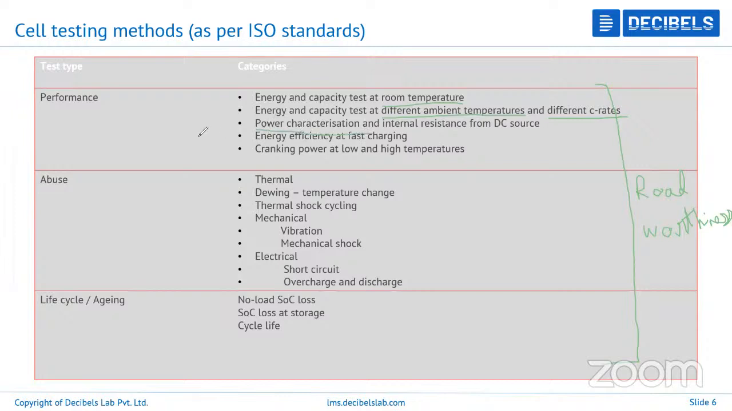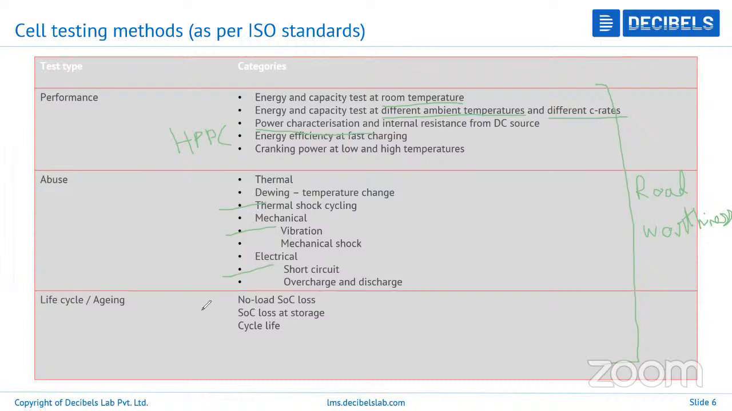This is also abbreviated as HPPC, hybrid pulse power characterization. So we will see these three tests in terms of performance, and in terms of abuse, we are going to see thermal shock cycling, vibration, and short circuit. These three are the ones we are going to see in terms of abuse test: electrical and thermal abuse test, and mechanical abuse test.